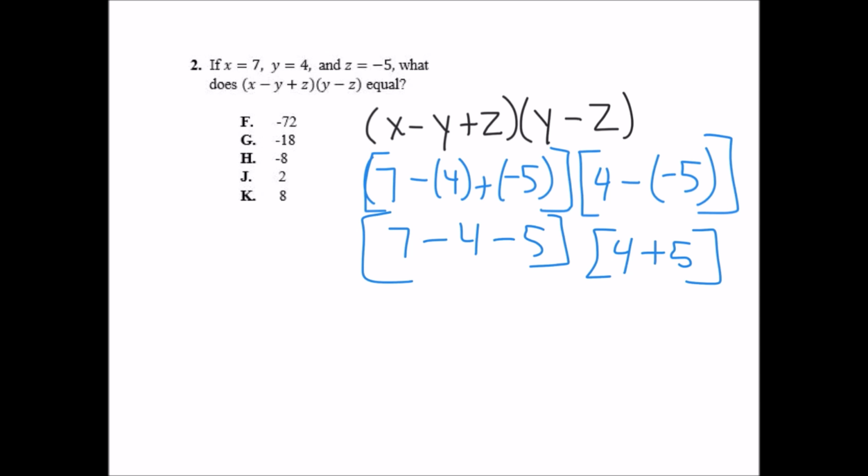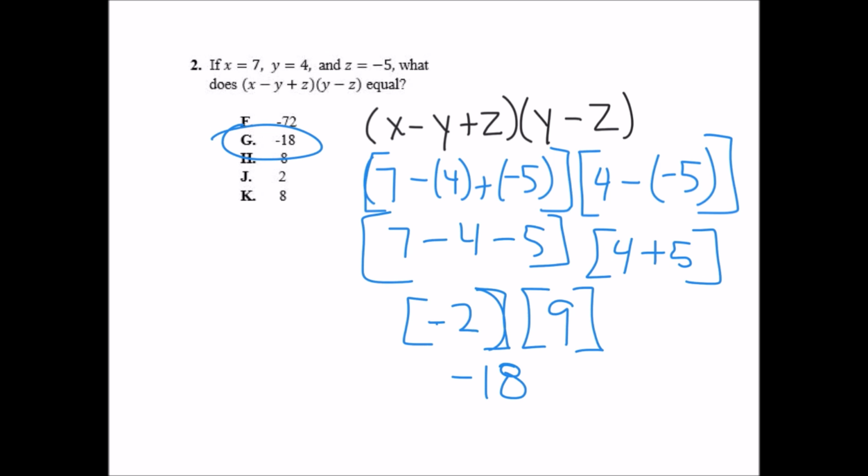So 7 minus 4 minus 5, this is negative 2 times the quantity of 9. The answer is negative 18. Is G.